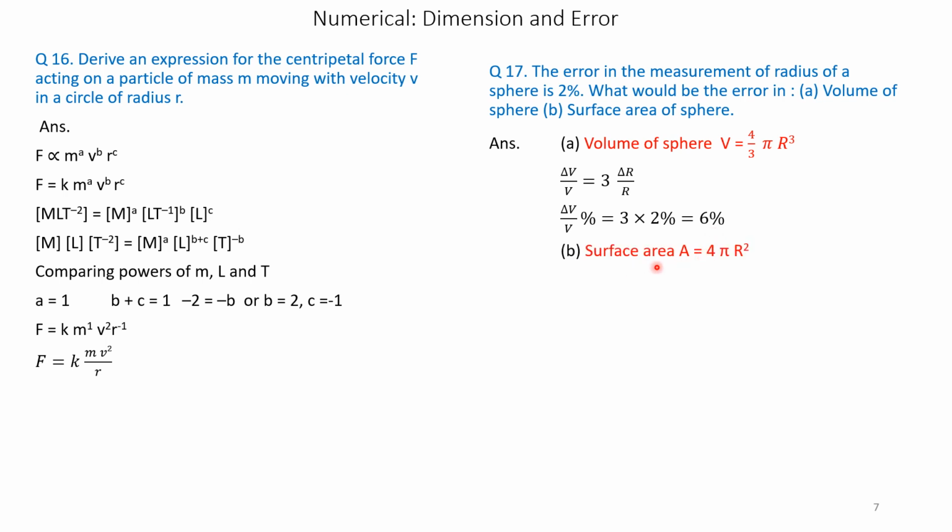We know surface area is given by A is equal to 4π R^2. Therefore, writing the error percentage, we get ΔA/A, that is, the error in the surface area of the sphere in percentage equals 2 times, because it is an R square factor, 2 × ΔR/R percentage. 4π does not have any dimensions. Therefore, that can be written as 2 × 2%. That is, the error in surface area is 4%.